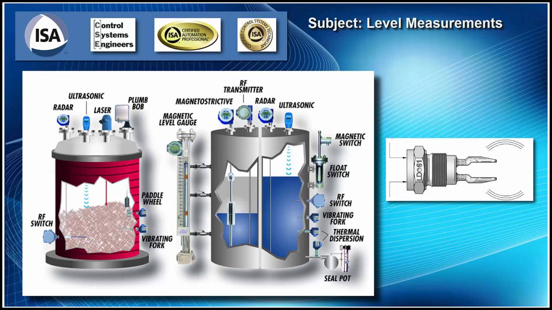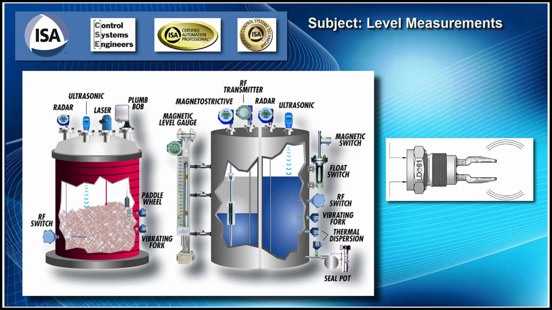Look straight across from that onto the right, and you'll see a vibrating fork. And this has a generator that sends out a frequency that causes it to oscillate at a natural frequency. And as the material comes up around these forks, it's actually a tuning fork. We're driving a tuning fork. Just like striking one and tuning a guitar, it's vibrating, going boom. And when the material touches it, it stops vibrating, and it can sense that vibration stop by a reflection, and it switches. And again, this is a point level switch.